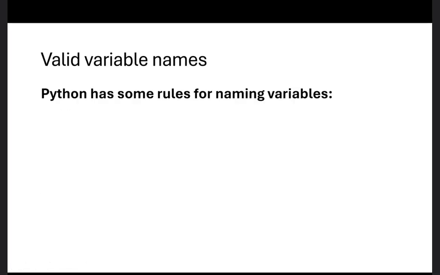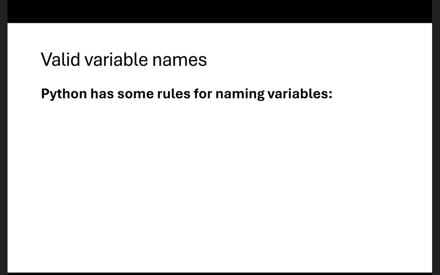So in Python, variables let you store information so your program can remember it and use it later, just like a player's score or your name.